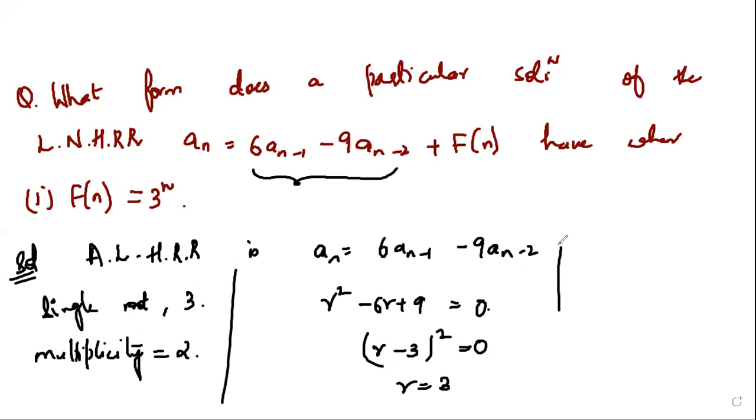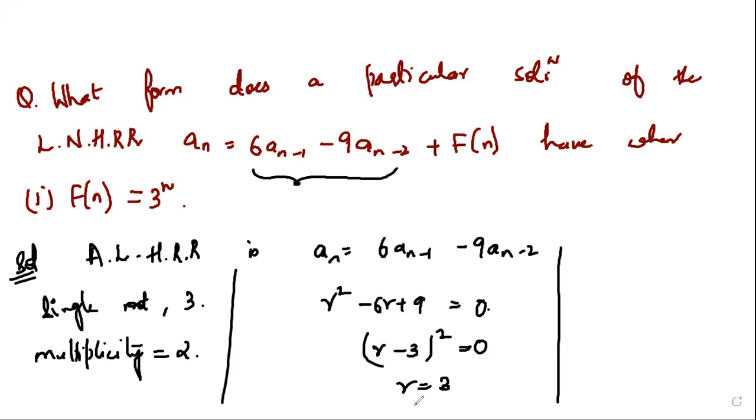Multiplicity is 2. Now, what is the equation? 3 power n. The root is 3 and this is also 3. Okay, this is our s. If you remember from our general formula, then this is the s. Now we have to apply theorem 6 with f of n of the form p of n into s power n, where we have the polynomial and s is a constant.